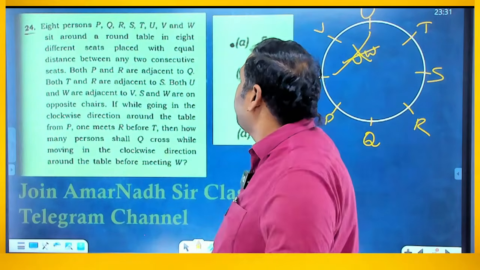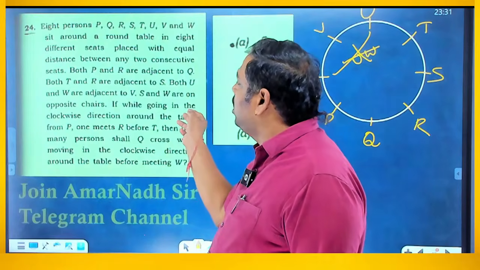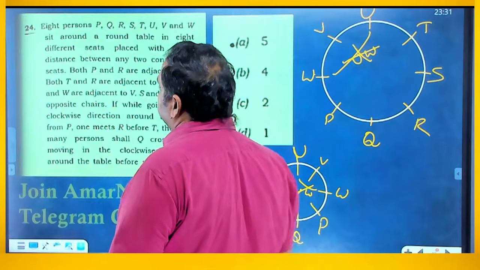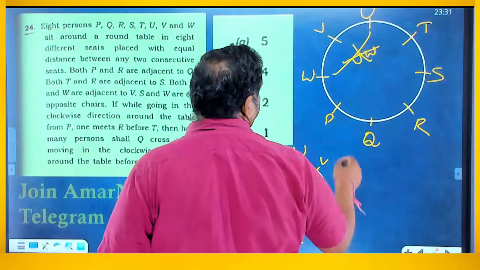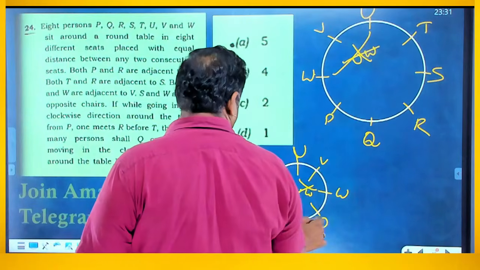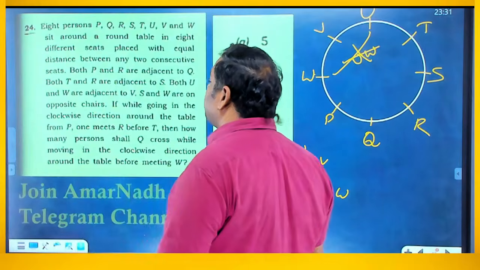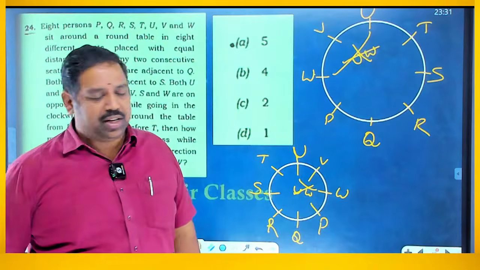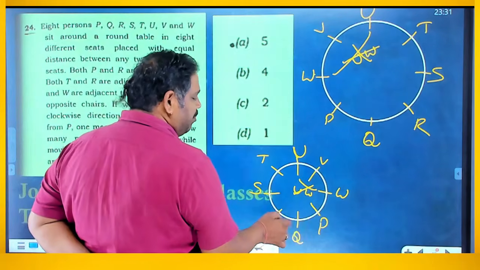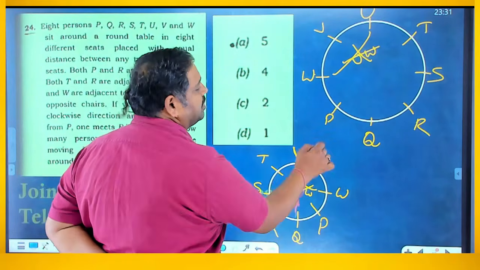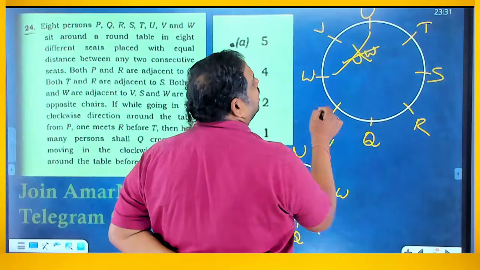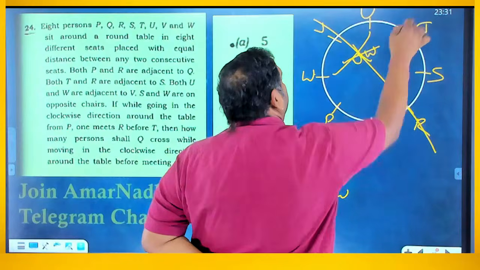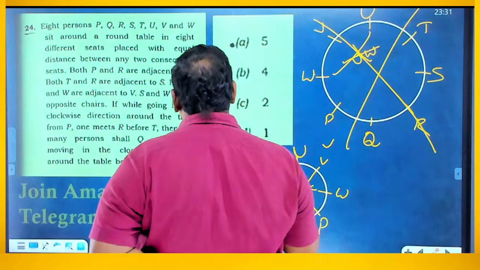Now, while going in the clockwise direction around the table from P, R comes one minute before T. So if I travel from P, I'm meeting R first, then T. Yes, so this is valid. In the other arrangement, when I'm traveling from P, I will meet T first, then R. But he said that is wrong. I'll meet R first. So this is the correct diagram.